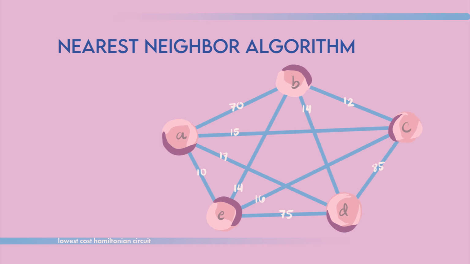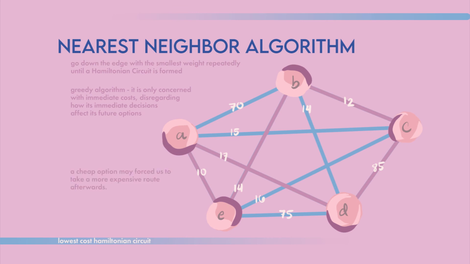This is a simple algorithm. We begin anywhere and go down the edge with the smallest weight repeatedly until a Hamiltonian circuit is formed. This is considered a greedy algorithm since it is only concerned with immediate costs. It does not concern itself with how its immediate decisions affect its future options. In this case, the cheap option we chose forced us to take the most expensive route afterwards.